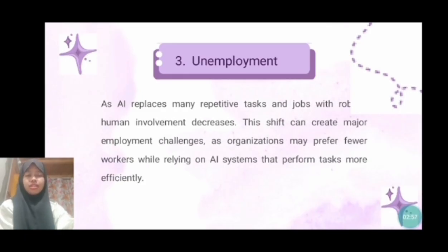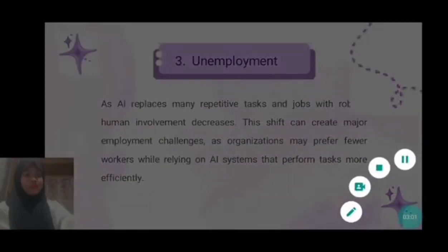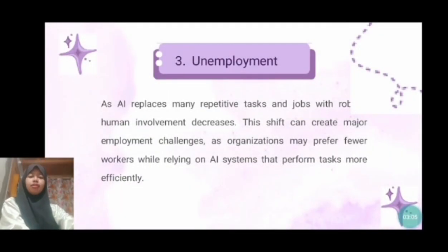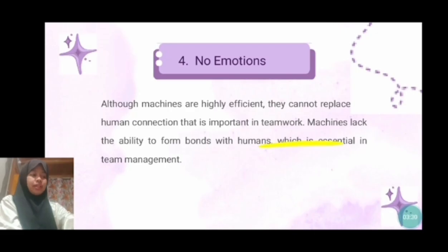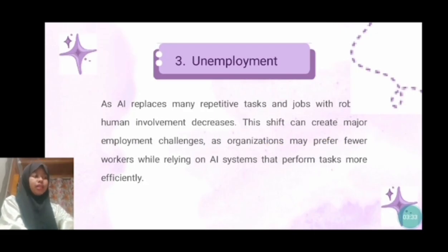Number three of the disadvantages of AI is unemployment. AI can replace workers because, unlike humans, who need constant breaks or rest, these AI technologies can work the whole time without stopping, and they are good with repetitive work or tasks. Some companies or organizations prefer fewer workers because AI can work more efficiently than humans do.